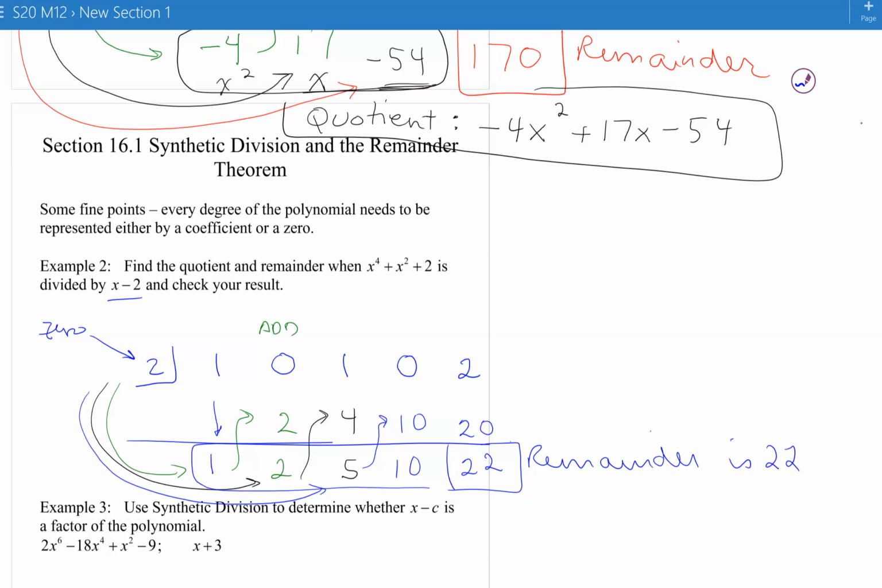And these other 4 numbers represent our quotient. So we have the constant is the 10, the coefficient on x is 5, the coefficient on x squared is 2, and the coefficient on x cubed is 1. So our quotient's going to be x cubed plus 2x squared plus 5x plus 10, and I'll let you check this one.